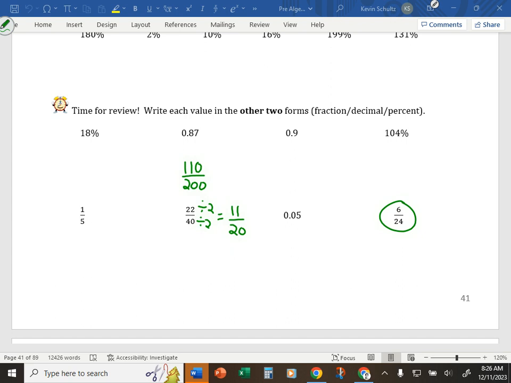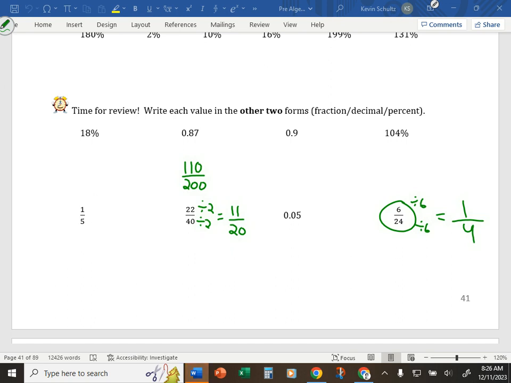If we divide by 6, what do we get? 6 divided by 6 is 1. 24 divided by 6 is 4. And now we are in business because 4 is definitely friendly.